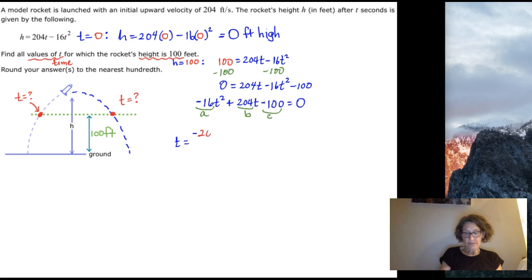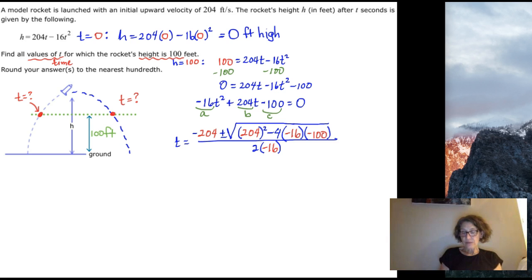So t has to be negative 204 plus or minus the square root of 204 squared minus 4 times negative 16 times negative 100. All of that is over 2 times negative 16.